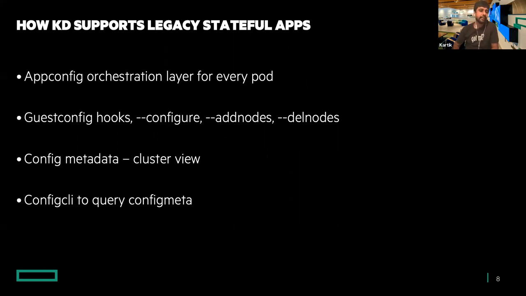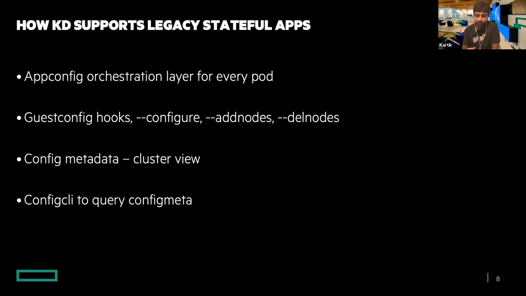So how do we achieve it? We maintain an in-cluster data structure, which gives you a cluster-level view, which tells you what services are running and how many pods there are for every role, so that a service A, which needs to talk to service B, can look at this data structure and do the orchestration accordingly. That data structure we call config metadata, and it is managed by KubeDirector and is constantly updated as the state of the cluster changes.